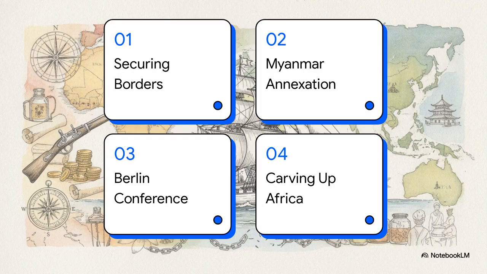Here is our roadmap for today. First, securing India's borders. 2, the annexation of Myanmar. 3, the Berlin Conference. And 4, carving up Africa.